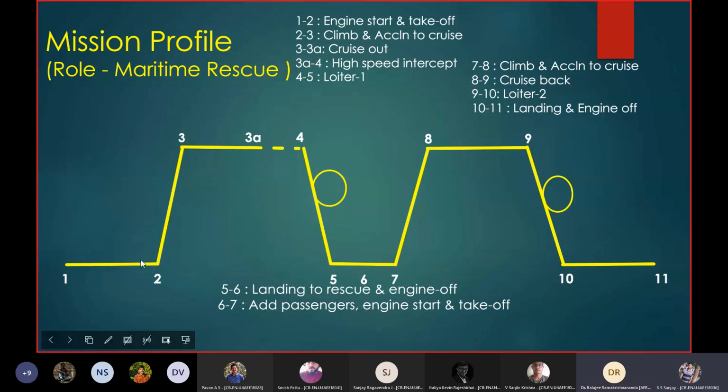So for rescue mission, it's the same mission profile up to this loiter, and then it has to land somewhere. What we have designed is that it's going to land on an island in the ocean, and the people who are in emergency will be carried over to the island by some ship which will be loitering in the seas, and we are going to take those passengers who are in a state of emergency. We are going to rescue them.